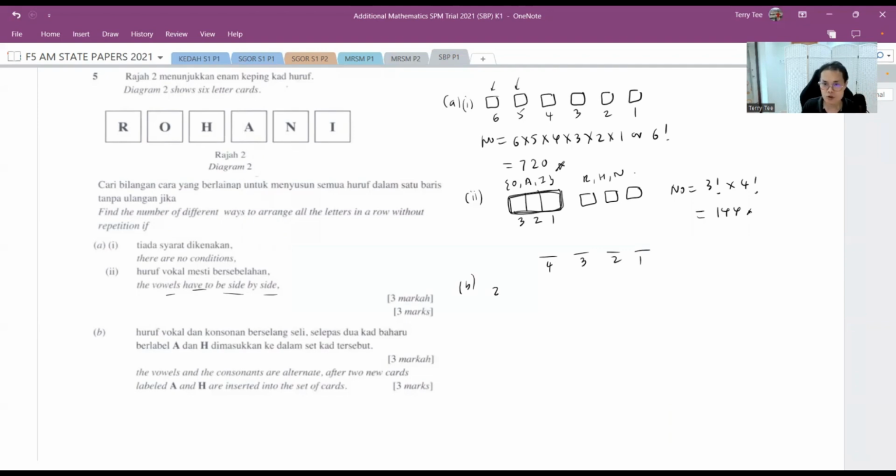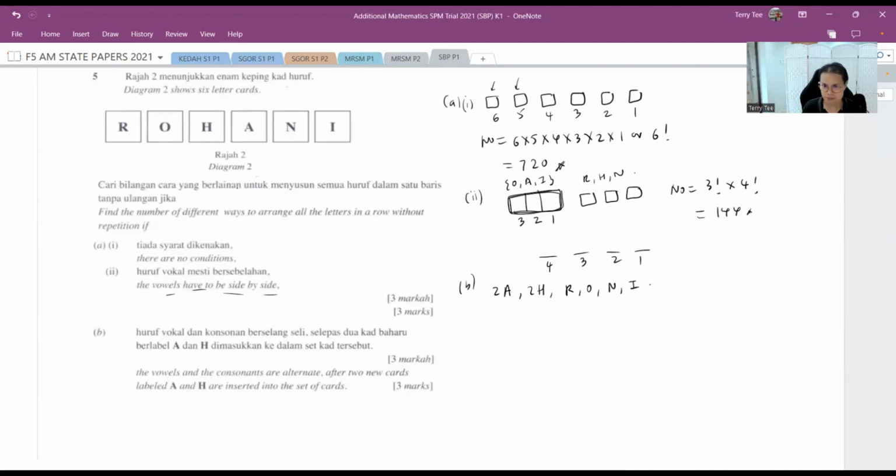So in this case, you got 2 letter A, 2 letter H. You still have R, O, N, and I, right? So here's the problem. We got identical letters now. So remember, if you have an arrangement of non-identical items, if you have 6 letters, it's 6 factorial. But if you have identical items, you're going to divide by the number of times the identical item appears. If the identical item appears 2 times, you divide by 2 factorial. If the identical letter appears 3 times, we divide by 3 factorial to cancel out the arrangement.